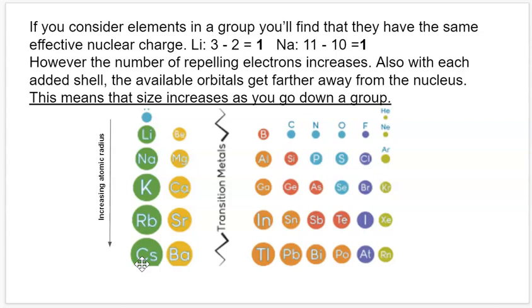And as we go through each row and get to a new row, we're adding a new shell. So that means that the electrons are getting further and further away from the nucleus, and we're getting more and more shielding electrons in between. So you can imagine it's starting to swell because we're adding more and more electrons that are starting to repel each other outwards. So that means as you go down a group, we're going to be increasing in our atomic radius.